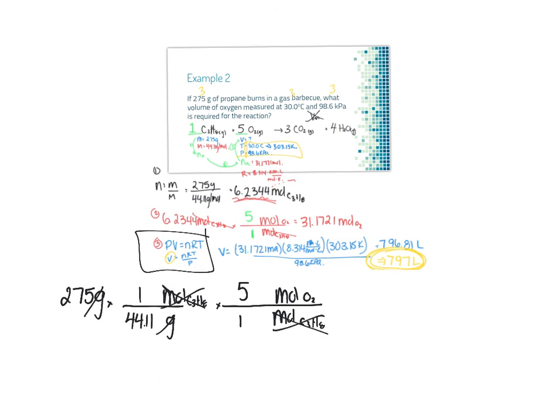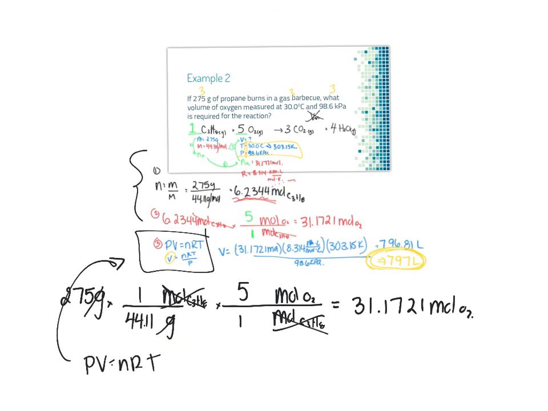So at this point, I have to stop doing unit analysis to just get my moles, which would have been 31.1721, so that I can take that and put that into the PV equals nRT equation like step 3. So unit analysis only takes us through steps 1 and 2 in this case in non-standard gas stoichiometry conditions, and then we still have to just use a general formula.